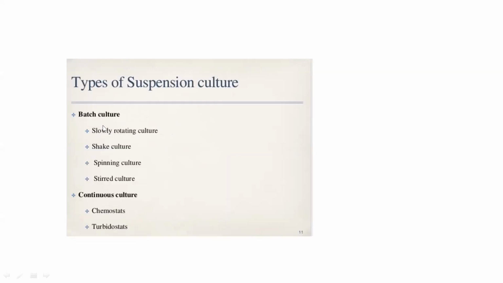So types of suspension culture, you have batch culture and continuous culture. In batch culture, you have slowly rotating culture, shake culture, and spinning culture where the rotation has to be slightly higher. You have stirred culture, where continuous stirring of the medium is required. Continuous culture includes chemostats and turbidostats. We have seen this a little bit in the last semester in microbiology classes.